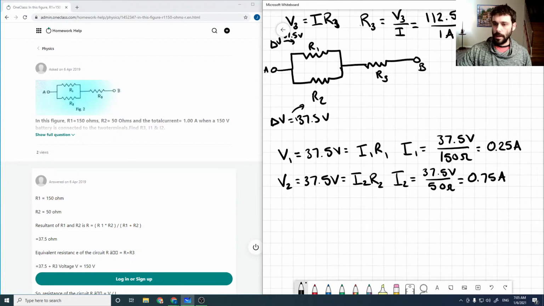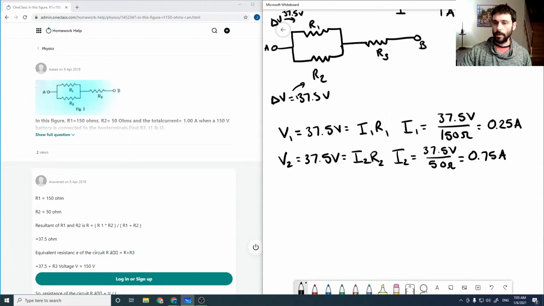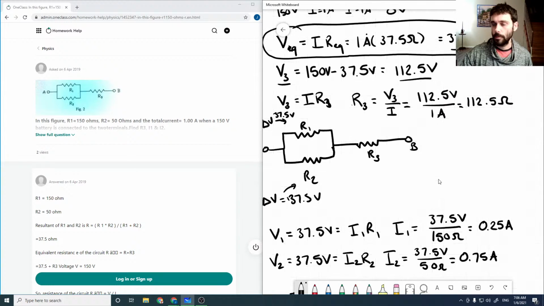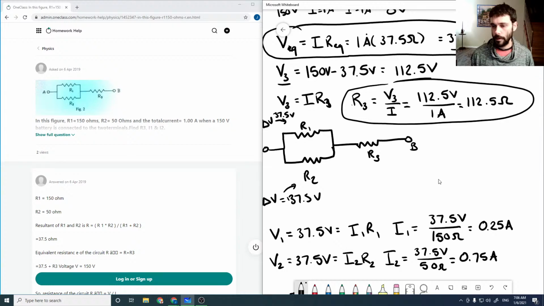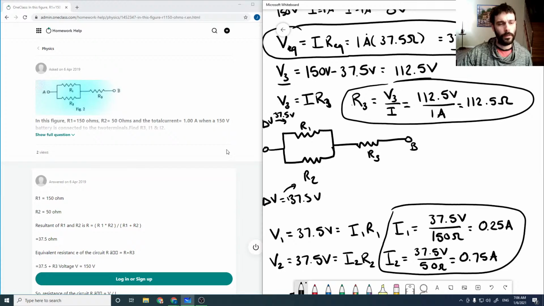The nice thing here is that our total current from our split, so I1 plus I2, should equal our total current, which is 1 amp. And if you look, if we sum it up, they do. So that means we didn't make a mistake. And there's everything that the question asked us to compute. Okay, so R3 is 112.5 ohms, and then I1 and I2 are their respective values.